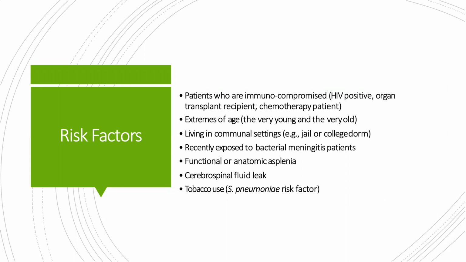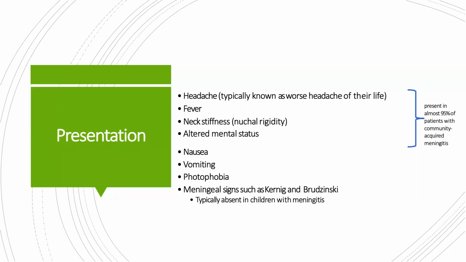Recent exposure to a bacterial meningitis patient is also a risk factor, as is functional or anatomic asplenia, so not having a spleen. We know that the spleen functions to remove certain encapsulated bacteria from the bloodstream. So when individuals do not have a spleen, then they're not able to do that. Therefore, those bacteria can go ahead and wreak havoc in that meningeal space. Other risk factors are a CSF fluid leak, and tobacco smoking, which can increase the presence of strep pneumonia, which is one of those meningococcal causes.